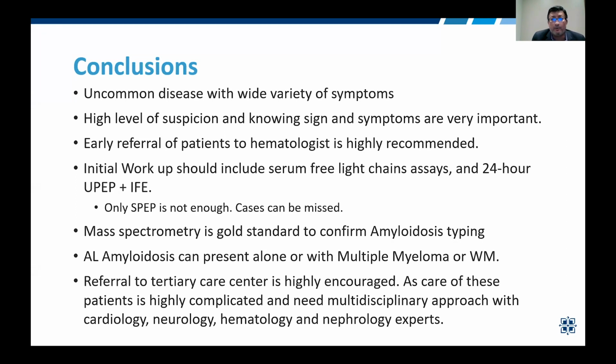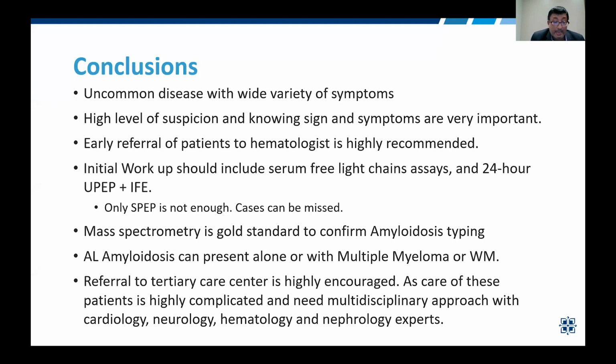The workup should include the serum free light chains, 24-hour urinary protein with immunofixation, and serum protein electrophoresis with immunofixation. We don't think that SPEP alone is enough. We can miss those cases, and we have witnessed that in our setups. Now, mass spectrometry is the gold standard to confirm the amyloidosis typing. This approach has been employed in many institutions. Some people like to do immunofluorescence testing as well, but that's again operator dependent and a high level of expertise is needed. But mass spectrometry is our gold standard here.